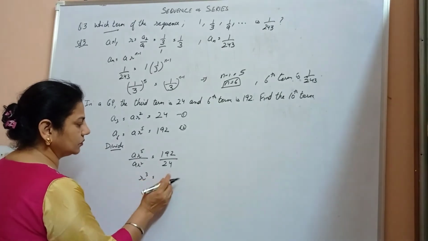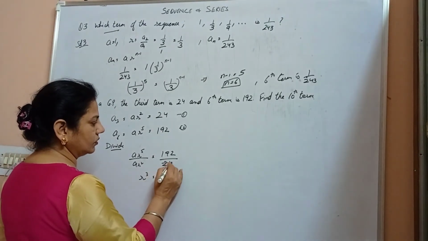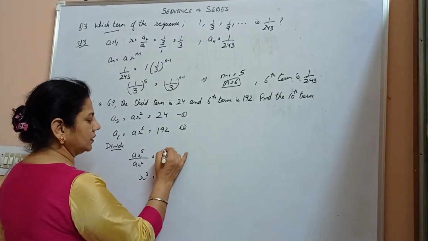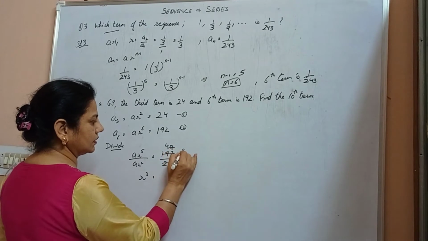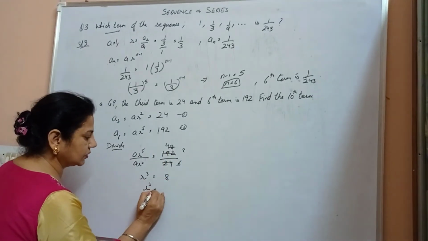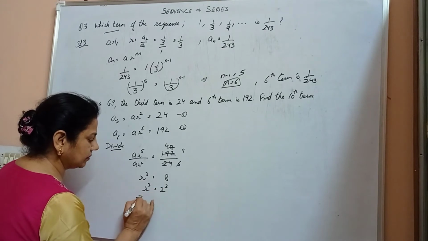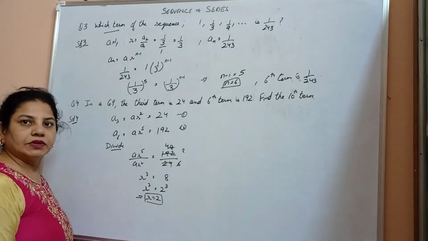R cube is equal to 192 upon 24. It will go with the table of 8: 8 6s are 48... 8 3s are 24, 8 8s are 192, so I will get 8. R cube is 8. That means R cube is equal to 2 to the power 3. This implies the common ratio is equal to 2. I get the value of common ratio as 2.